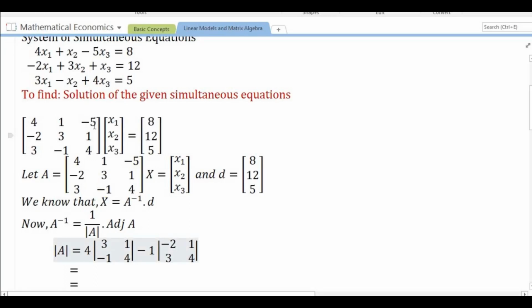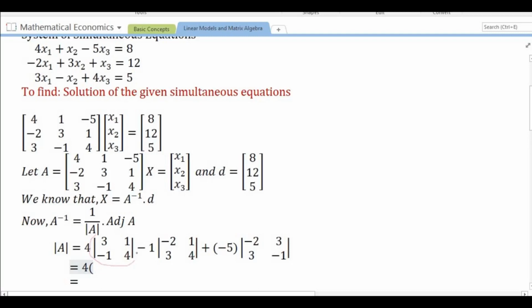Next element minus 5. Minus 5 is present in the first row and third column. 1 plus 3 is equal to 4. 4 is an even number, we have plus. But the element is minus 5, so let us write this element within bracket minus 5 since it is a negative number. Now deleting the row and the column in which element minus 5 is present, we are left with minus 2, 3, 3, minus 1.